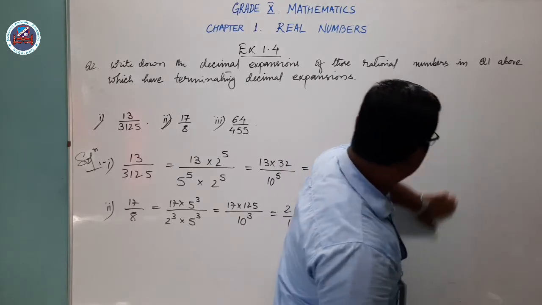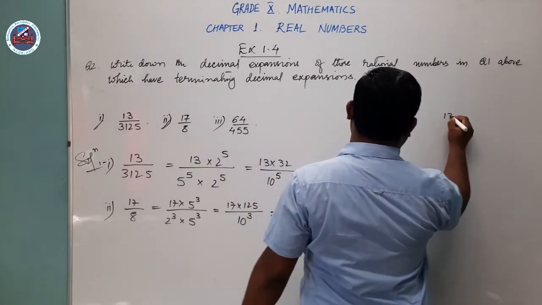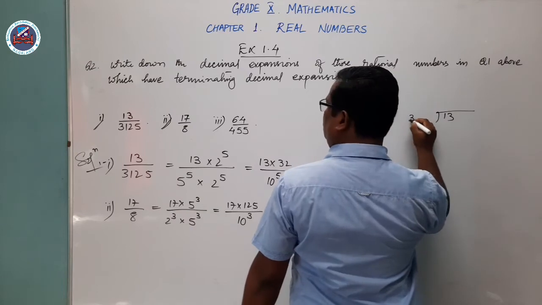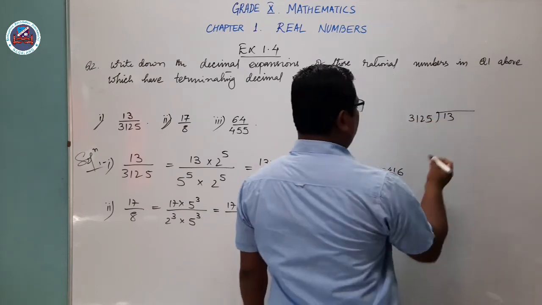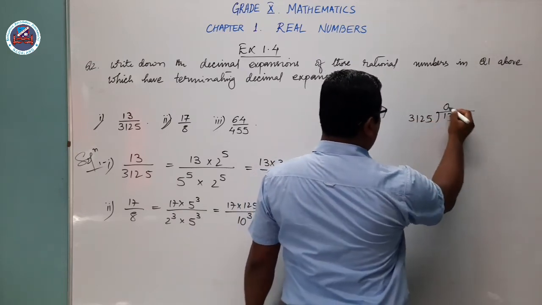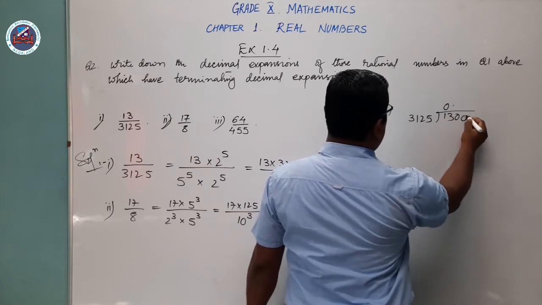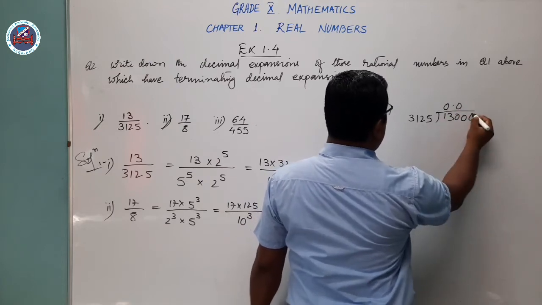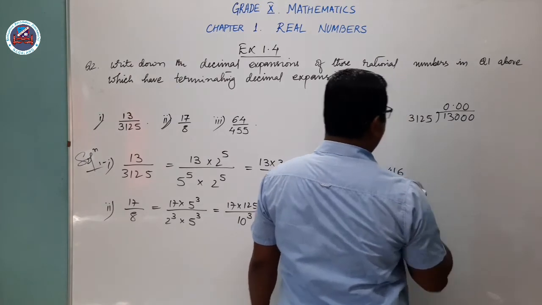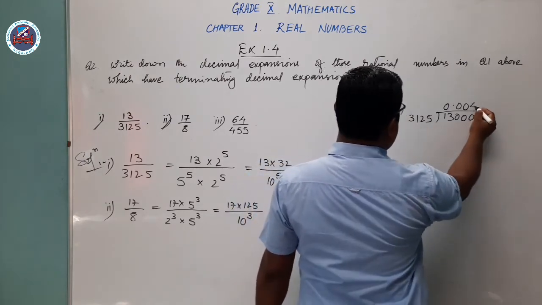This way you can do it. 13 divided by 3125. We cannot divide 0, so we put a 0 with a decimal, again 0 and a decimal, still cannot divide 0, and again 0 here. Then you can divide: 3 4s are 12.